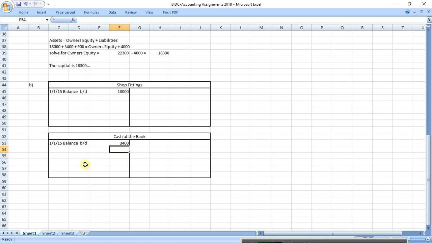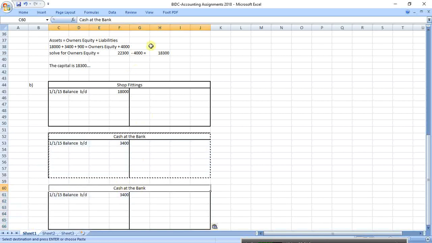So we're just putting in those opening balances because it's a two-part question, so you would have to use the information from above. Here we're looking at the actual transactions, the posting of them. Next one, cash in hand.